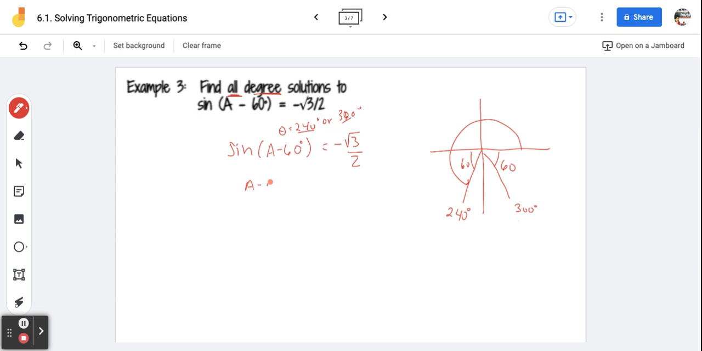So we need a minus 60 to be 240, or a minus 60 to equal 300. If I add 60 over, a would first have to be 300, because once you plug it in here, 300 minus 60 is 240, and sine of 240 is negative square root of 3 over 2. Here, if I add 60 over, I get 360. So a would be 360, and when I replace a with 360, 360 minus 60 is 300, and sine of 300 is negative square root of 3 over 2.